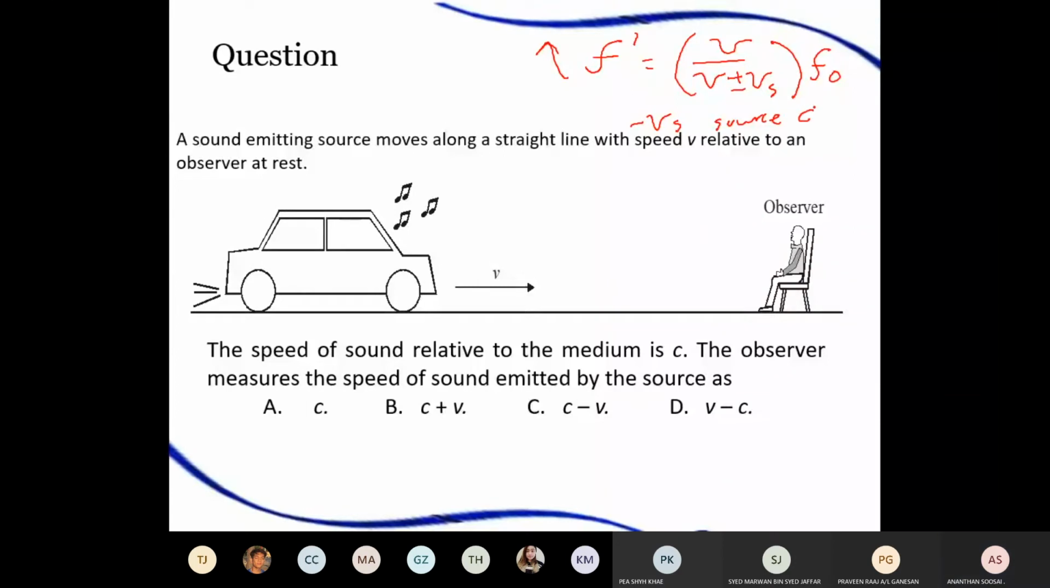Moving closer, the denominator must be minus Vs. The denominator gets smaller so that the frequency gets higher. When something is moving closer, the frequency detected is higher. So it is plus Vs when the source is moving away. Use this formula and get me the answer for this question.